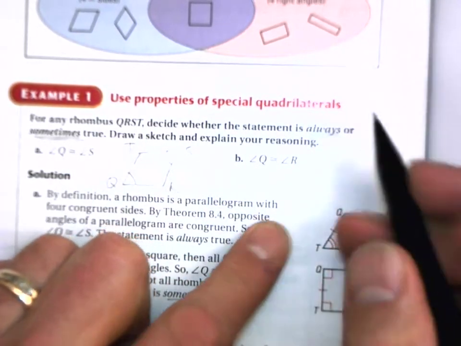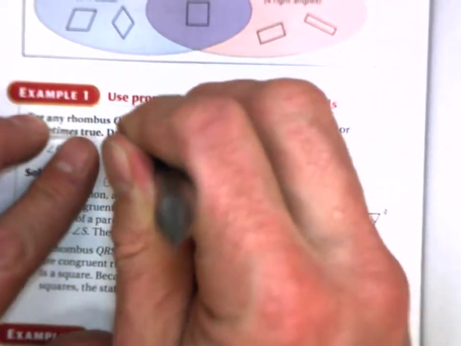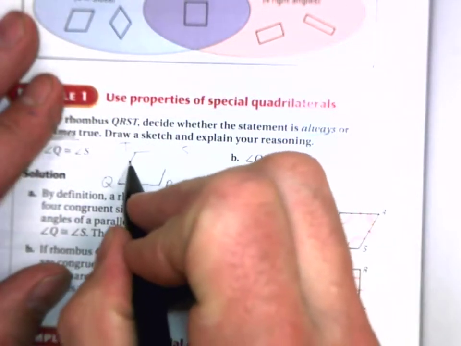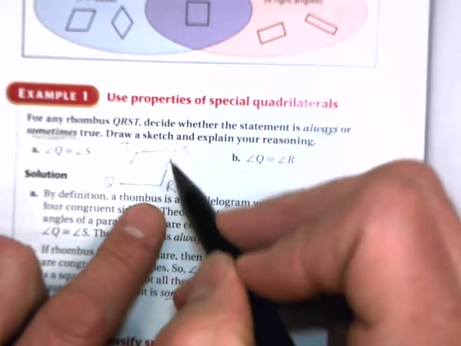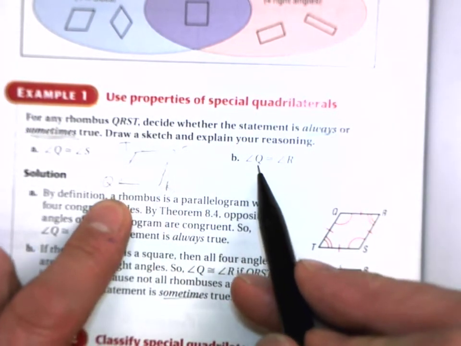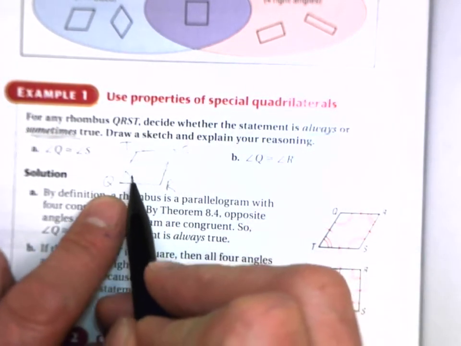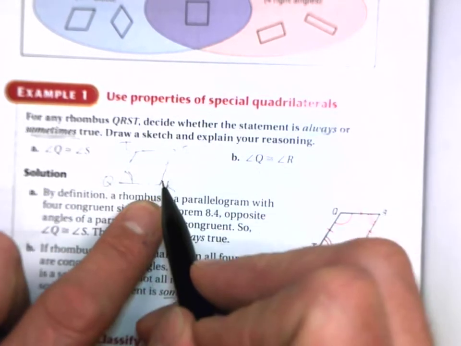Here's the same deal. Let me just erase. I can use the same diagram. And so here's my rhombus. Now they're telling me that angle Q here is congruent to angle R.